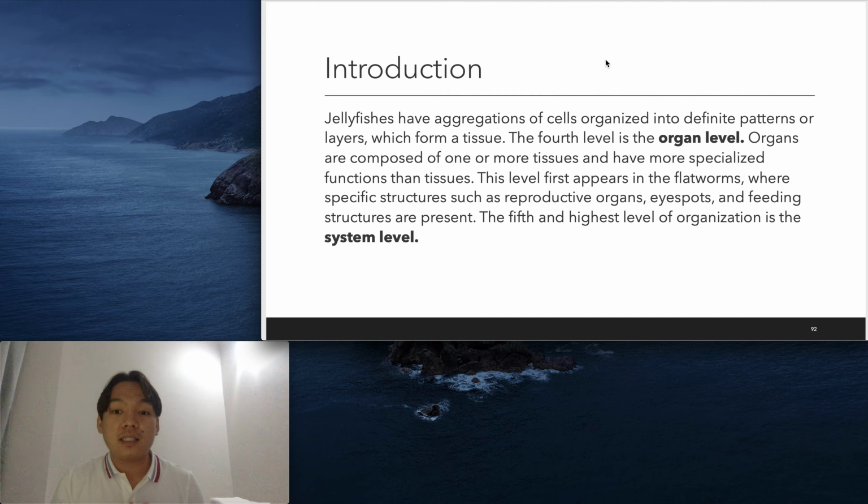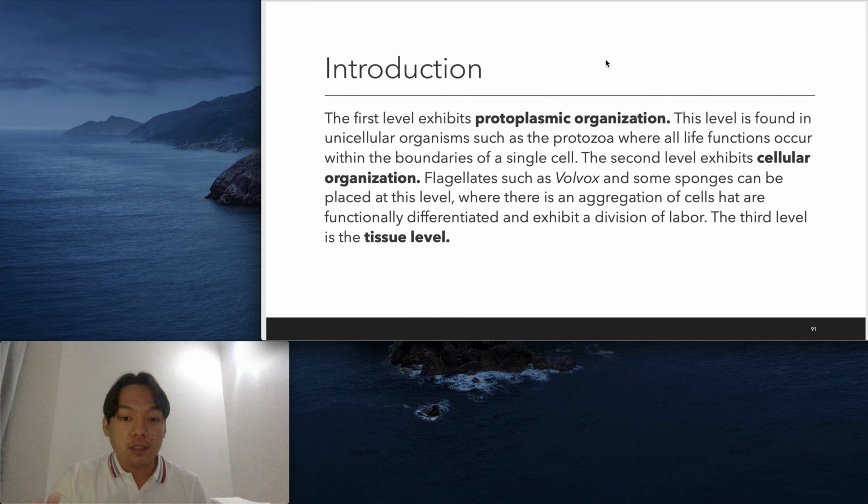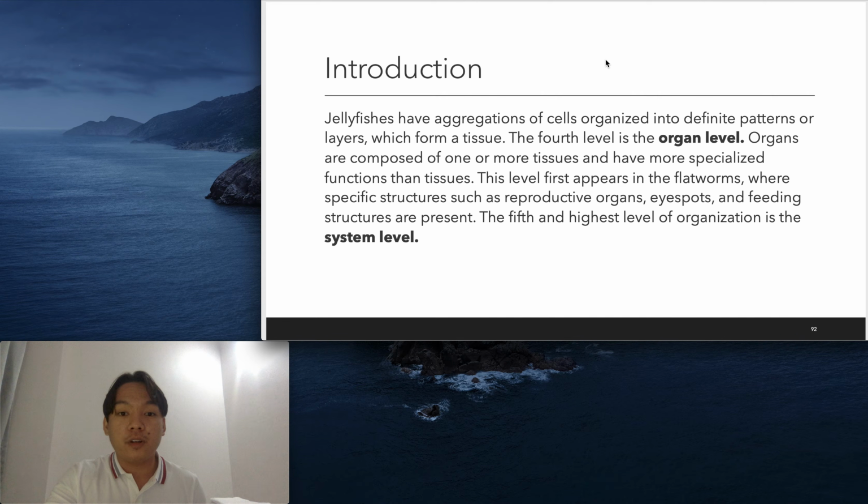And the fourth level is the organ level. Organs are composed of one or more tissues and have more specialized functions than tissues. This level first appears in flatworms, where specific structures such as reproductive organs, eye spots, and feeding structures are present. So the fifth and largest level of organization is the system level. So again, tissue level is applicable for jellyfishes, and lastly, the system level is applicable for vertebrates. Apologies for the confusion.